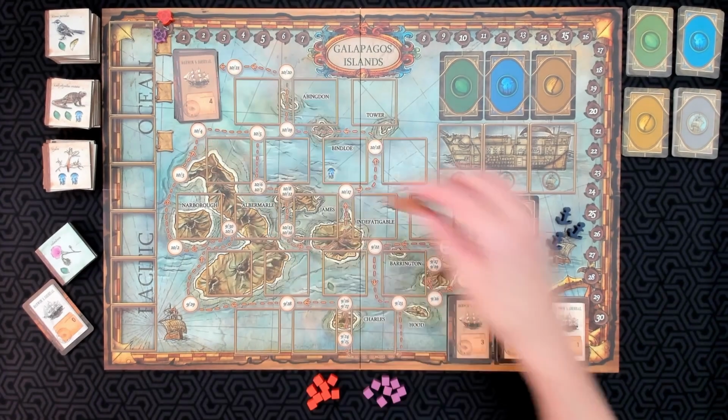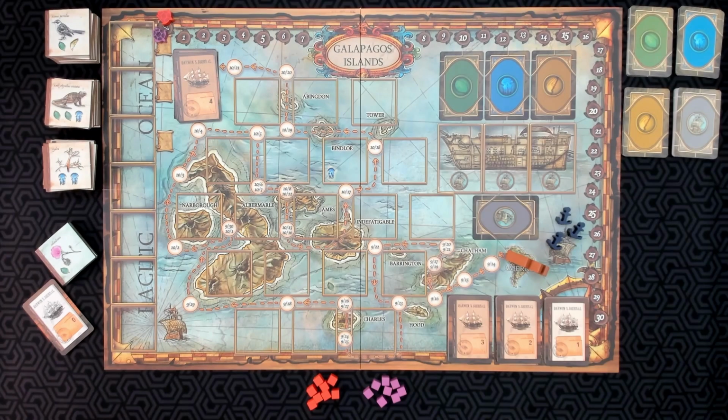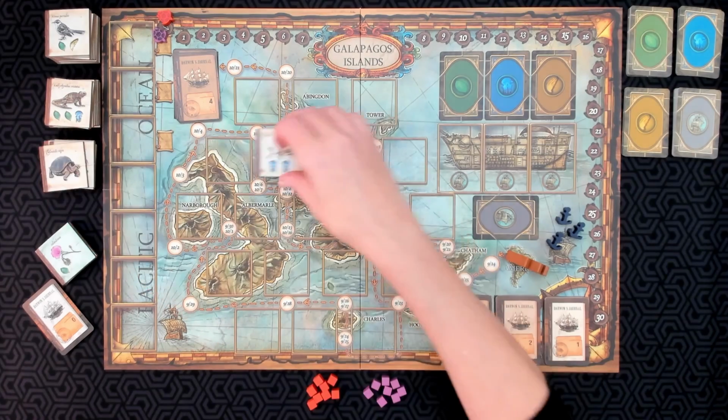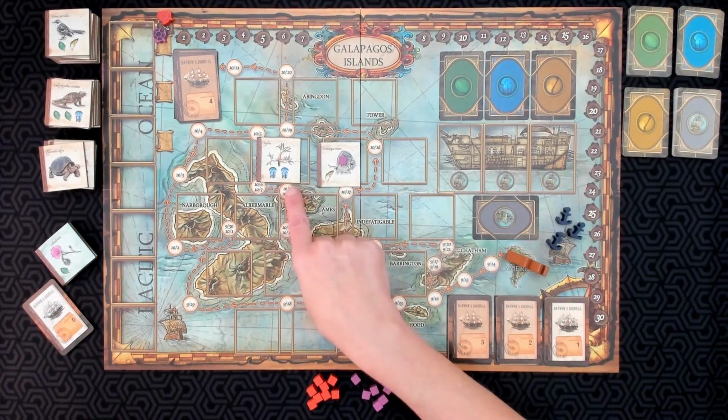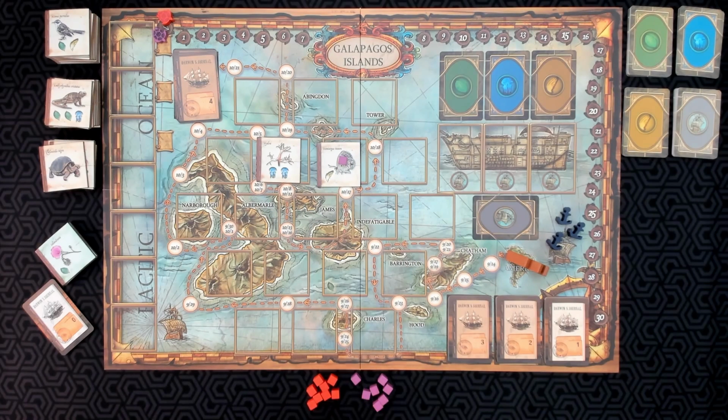So on a player's turn, they can do one of two actions. They can either research the habitats of species already on the board, and so that's where you would be placing your observation cubes on the tiles in order to have access to the resources printed on the tiles. Or they can discover the natural history of a new species using observation cubes from previous research.